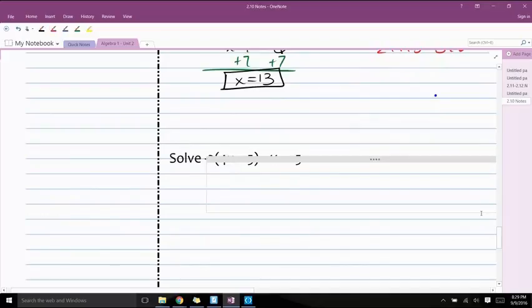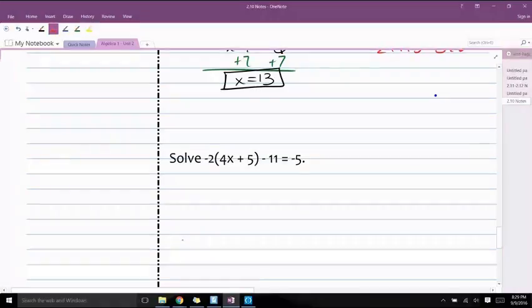Okay, go ahead, pause the video, and solve this next equation. Again, you can do it a couple of different ways. I'd recommend trying my approach, at least see how you feel about it. And then when you come back, we'll check it.